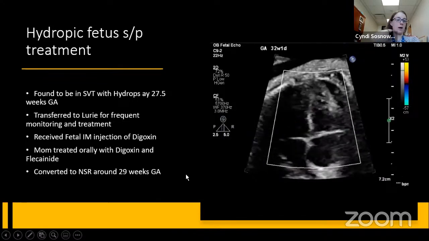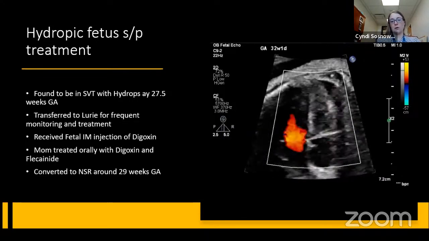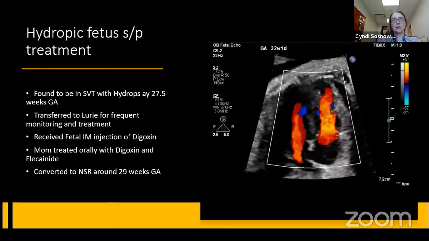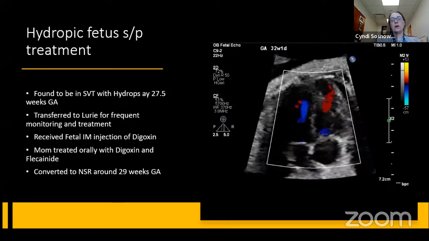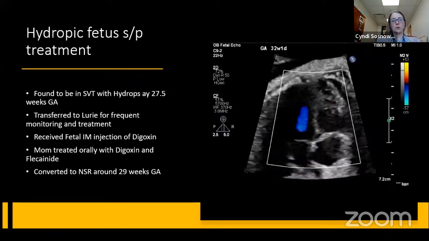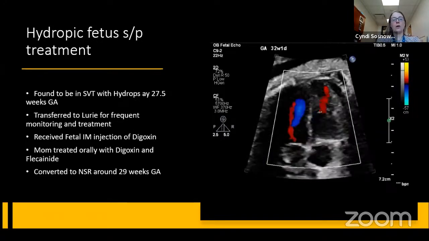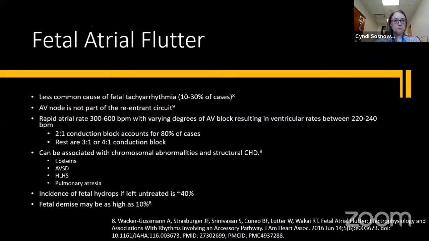And by the time the mom got to term and delivered, all of the hydrops had resolved, including the pericardial effusion. Now, this was one where the fetal heart rate was starting to go in the 120s and the PR interval was creeping in the 150s. So we eventually were able to, from week 32 until she delivered, wean her off the flecainide and keep her on single therapy of digoxin.